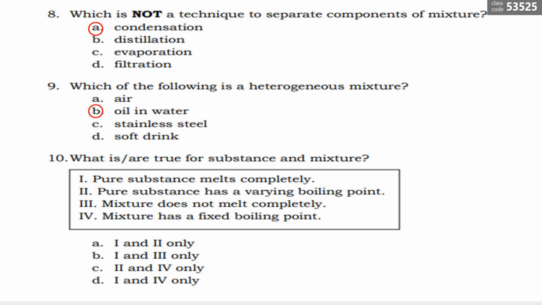Okay, so let's reveal the answer. The correct answer is letter B, 1 and 3 only. So pure substances melt completely. Mixtures do not melt completely. That is true.